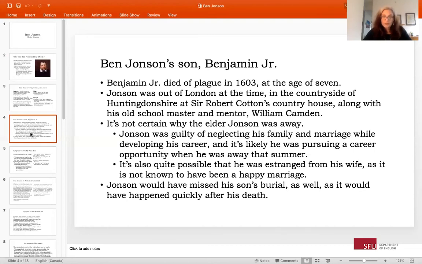And Jonson's home parish in London, which was St. Giles Cripplegate, was in fact one of the hardest hit parishes during the plague. It had nearly 3,000 plague deaths in a population of less than 5,000. So that's a lot. Now, it's also highly likely that Jonson missed his son's burial as well, because his son died of plague, he would have been buried quite quickly afterwards.